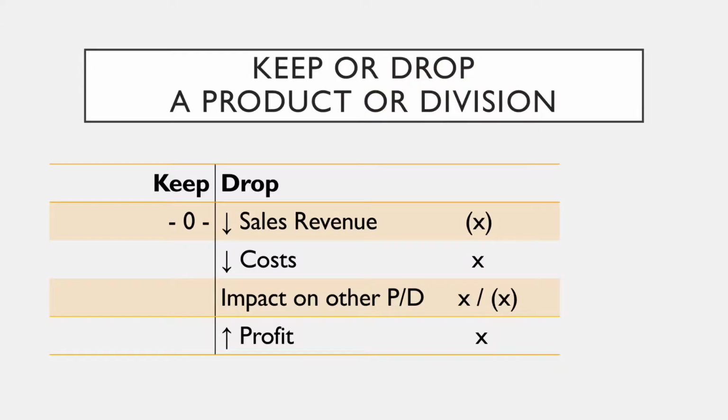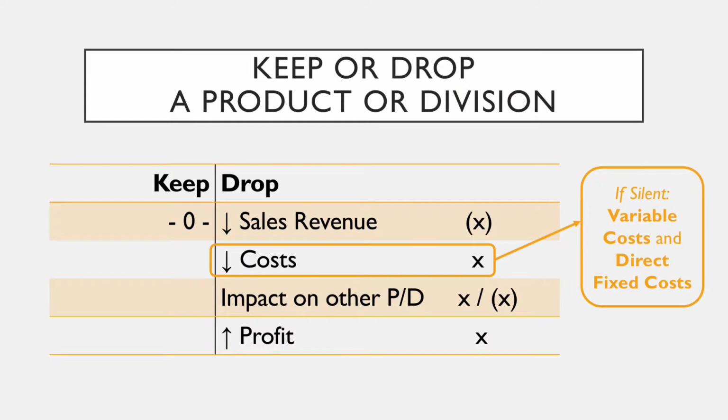To have a rational decision making, let us refer to the following template. So, in a keep or drop type of decision, there are basically two alternatives. Obviously, whether to keep or drop the product or division. If we are going to keep the product or division, nothing new will happen. In short, there will be no increase in profits, nor incurrence of additional losses. No changes would happen.